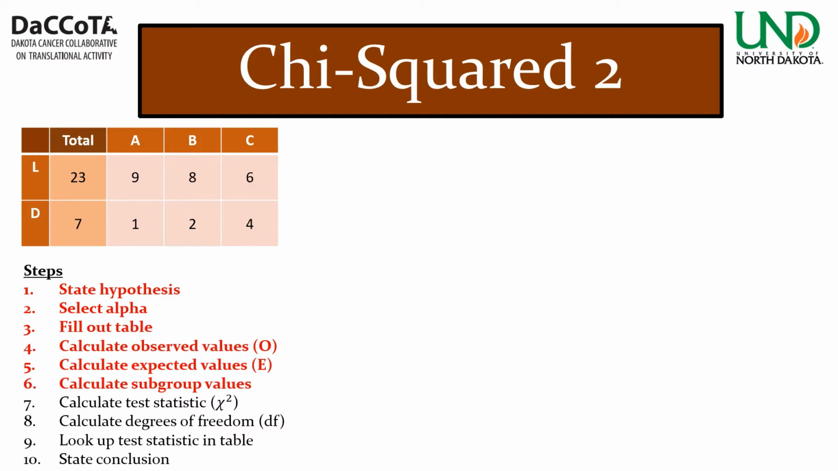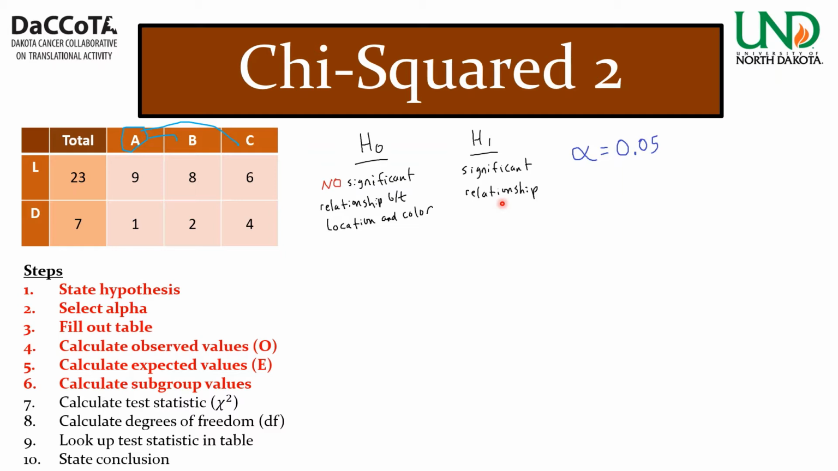So we're going to do 2 different chi-square tests. We're going to compare A to C and A to B. For either of those tests, our null hypothesis is that there is no significant relationship between location and color. The alternative is that there is a significant relationship, that one location has a significantly different ratio of light to dark than the other. That's essentially what's going on here for the alternative. Now alpha is going to be the standard 0.05.